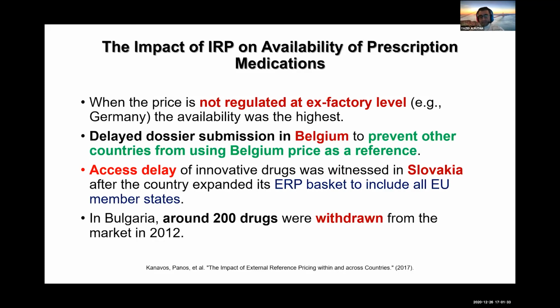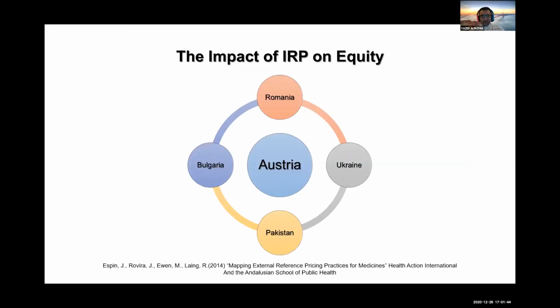So companies decide to withdraw or delist some of their medications, especially generic medications, to actually control or stop the loss in their profits. What is the impact of ARB on equity?